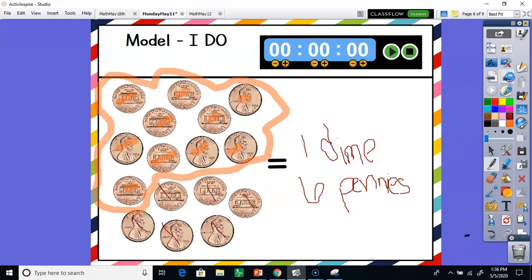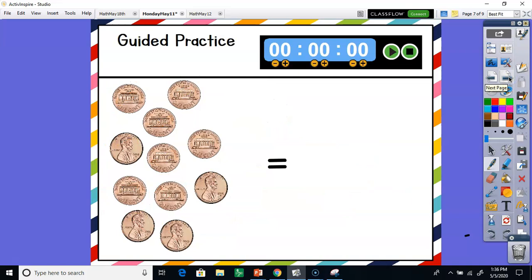All right, so now I want you to try. It's going to be really important that you pause right here and give yourself time to count. Okay, so pause.